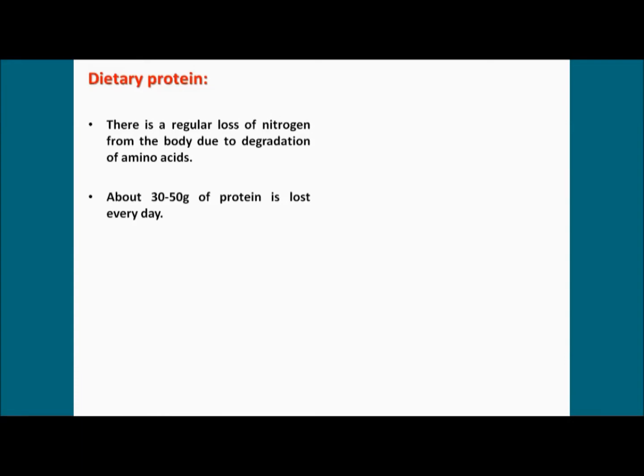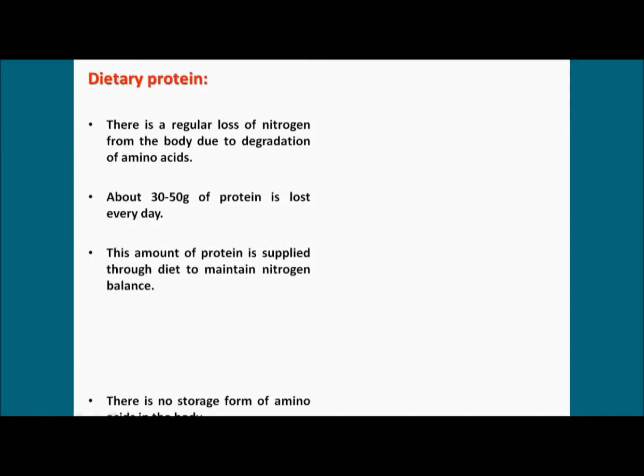Now about 30 to 50 grams of protein is lost every day from the human body, and this amount of protein is supplied through the diet to maintain the nitrogen balance in the human body, right? Now there is no storage form of amino acid in the body. You can see that glucose, when in excess in the human body, gets stored in the form of glycogen. But if the amount of amino acids increases in your body, these don't get converted into any storage form.